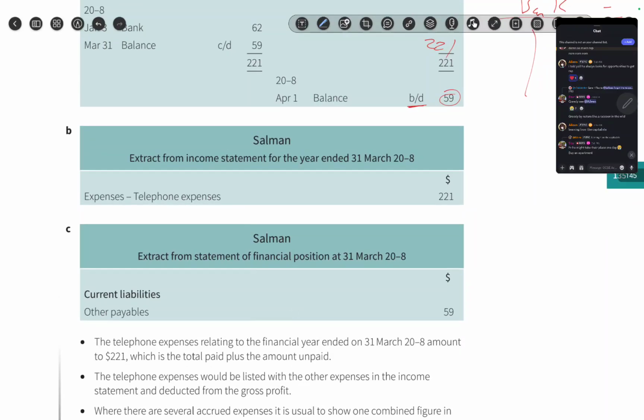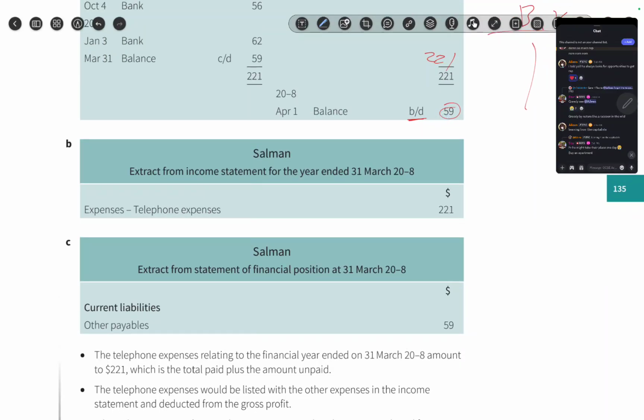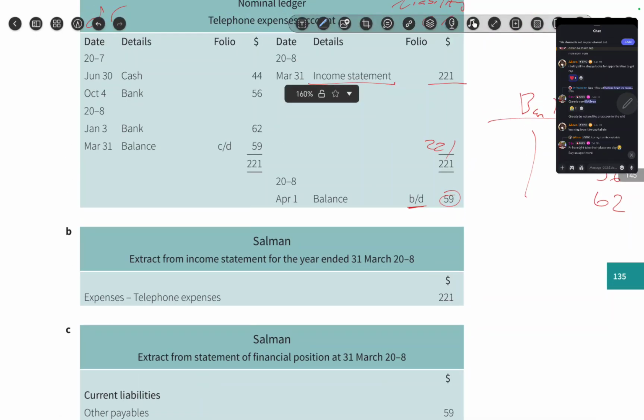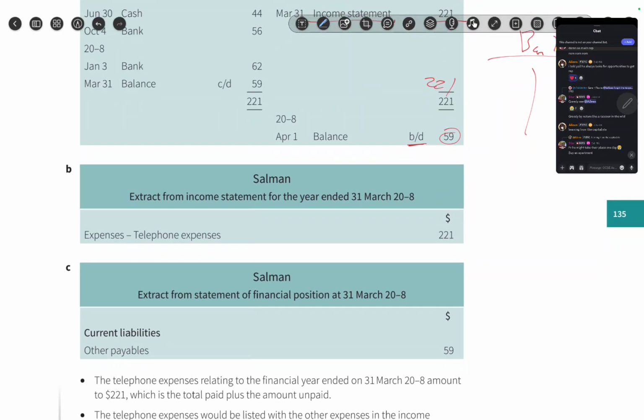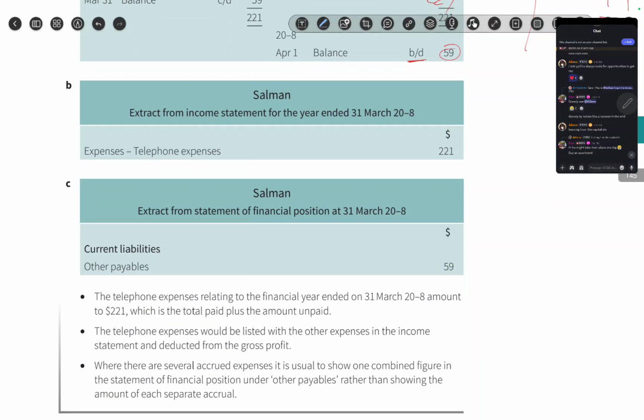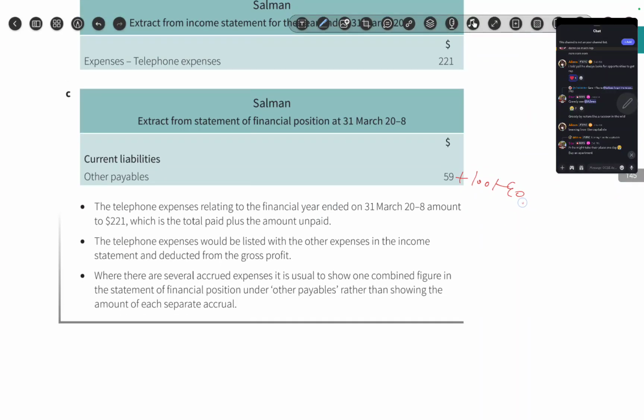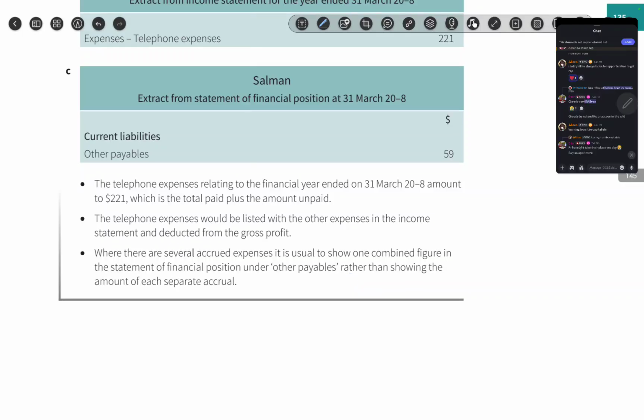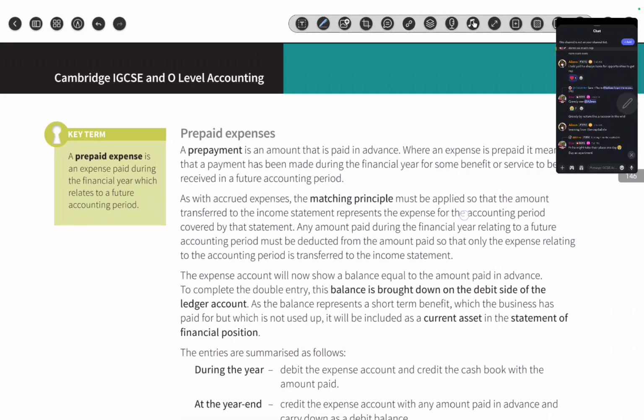And then in your current liabilities, since this 59 is a current liability, you're going to write it over here. And you can write accrued expense or you can write accrued telephone expense, but the best way is to write other payables. So if you have multiple accrued expenses, let's just say this 59 plus 100 plus 90, all of that will come under other payables, okay? And it's going to be a current liability. And they can say when there are several accrued expenses, it's usual to show one combined figure under other payables rather than showing the amount of each separate accrual.